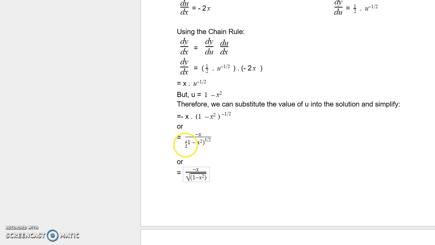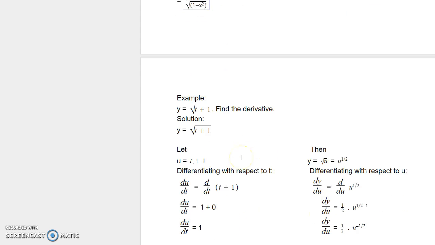Okay. We can also express the exponential term as a radical term by writing it as shown here, minus x divided by square root of 1 minus x squared. So this is our answer. This is the way we should be able to solve complex problems using the chain rule. Let's look at another example.